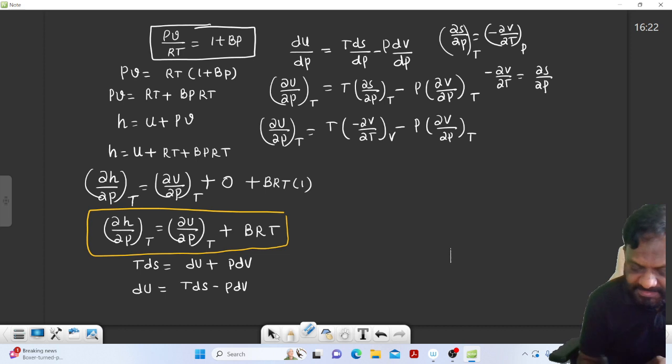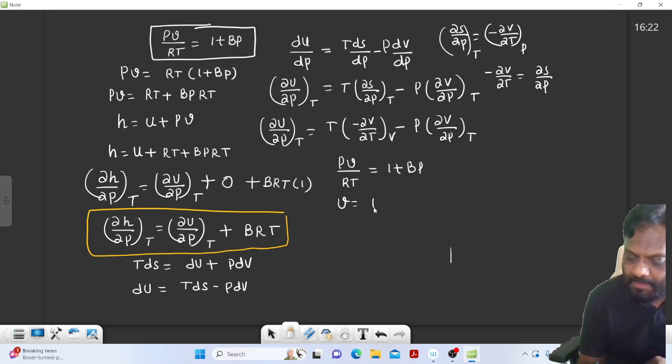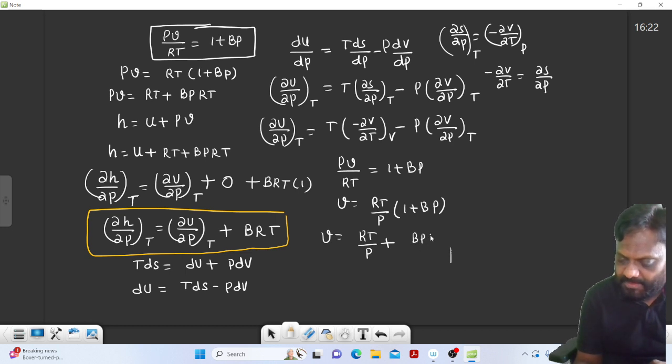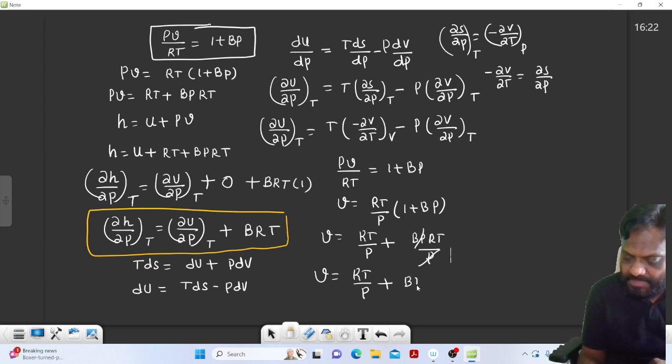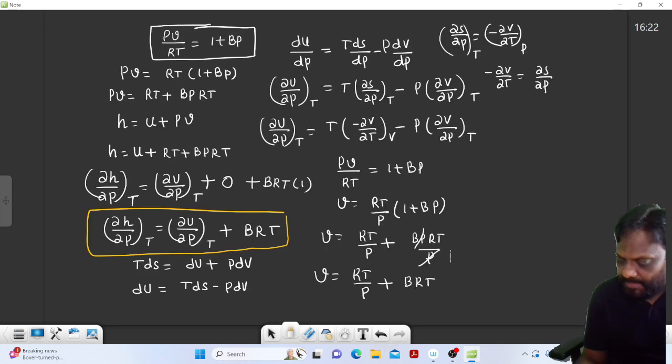My dear students, let us take this function, don't be in hurry. तो PV by RT is equal to 1 plus BP. So what will be V, sir? RT by P into 1 plus BP, और V is equal to RT by P plus, ये पूरा अंदर ले लो, BPRT by P. So this is gone. So V is equal to RT by P plus BRT. Excellent sir. Now I will take this equation and go to the next slide. So V is equal to RT by P plus BRT.